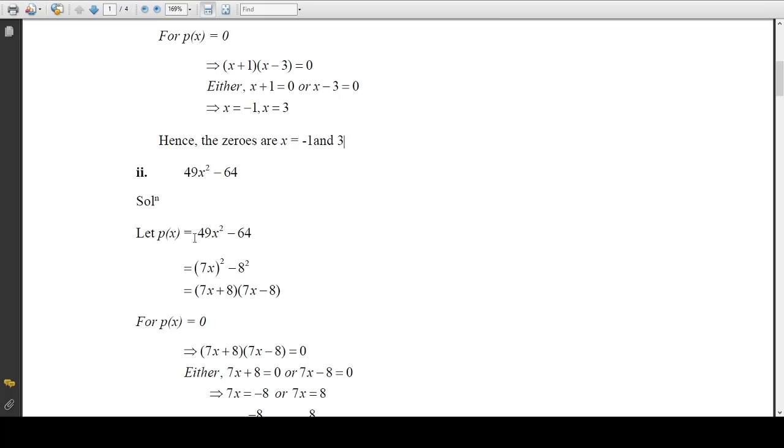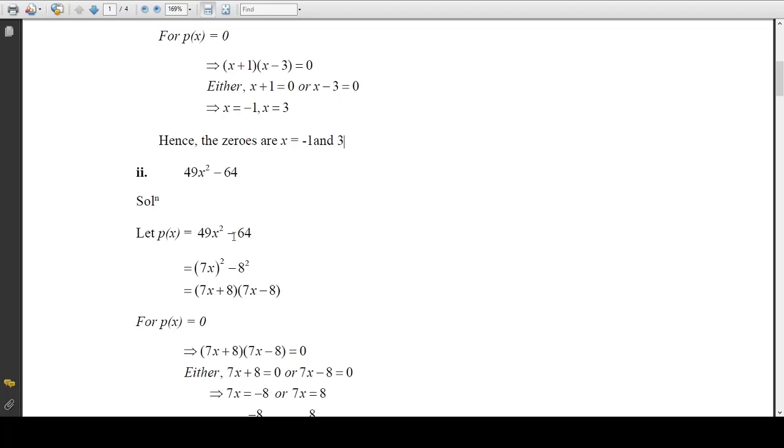Now looking at this, a squared minus b squared, in which kind of identity does a squared minus b squared come? What is the expansion of that identity, a squared minus b squared?